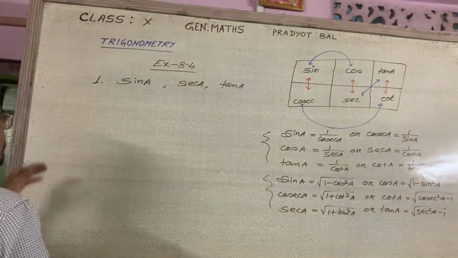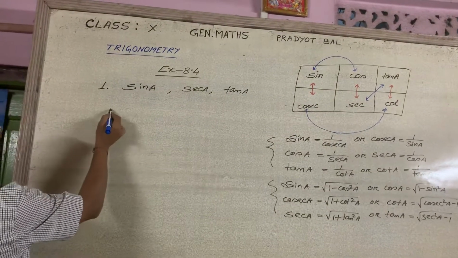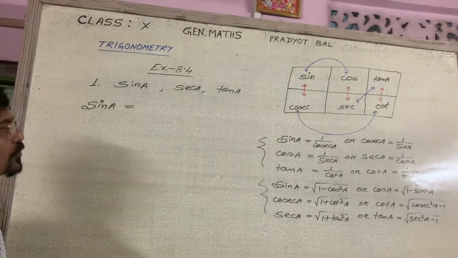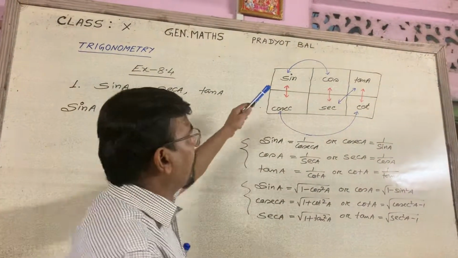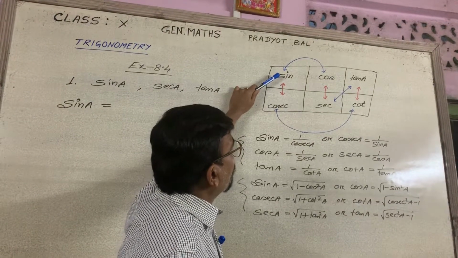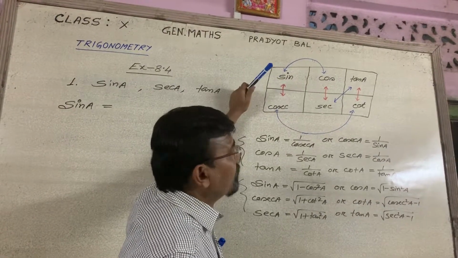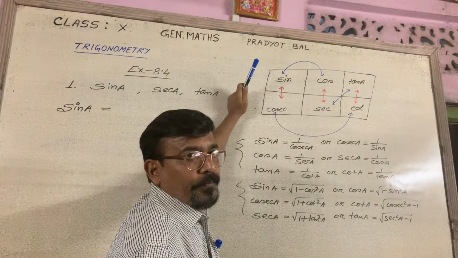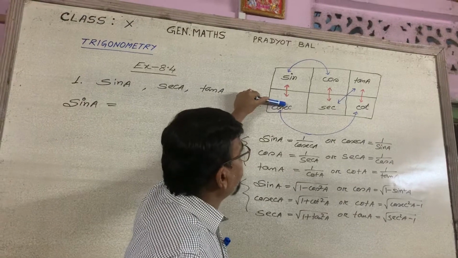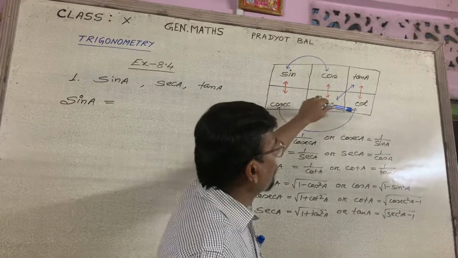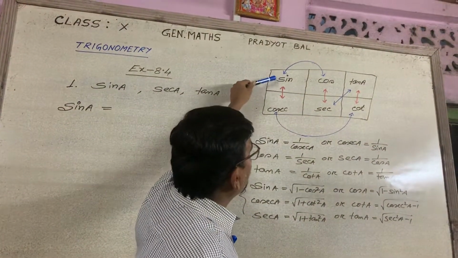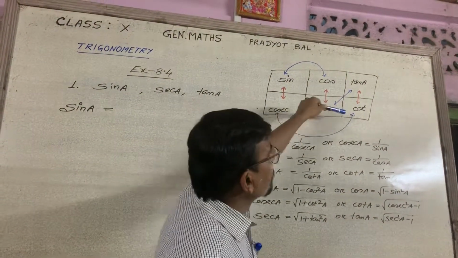Let's proceed. Given sine A, this sine A should be expressed in terms of cot A. Check the table. Is there any direct road by which you can go from sine to cot? Obviously, there is no road. You will have to come from sine to cosec, and from cosec you can move to cot. So we have got the road. From sine, we will have to come to cosec, and then we can proceed to cot.